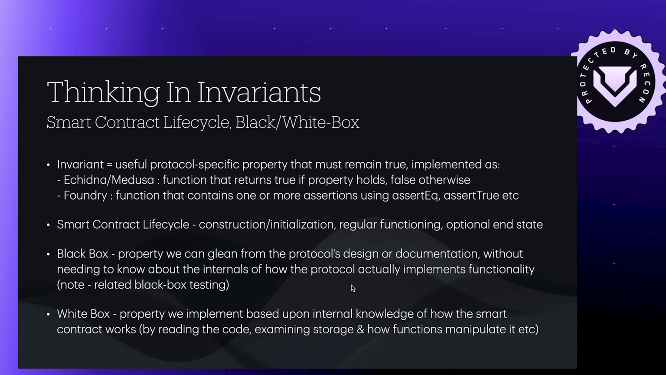Fuzzing, in a way, can be a form of black box testing, where you define useful properties based on the system's documentation or specifications, and then the fuzzer itself does the black box testing for you by probing and trying the system in many different ways. Now, white box properties are those we implement based upon internal knowledge of how the smart contract works: reading the code, looking at storage, looking at memory, looking at how functions manipulate the state of the protocol. It's useful to have both of these in mind as we look at the contract's lifecycle.